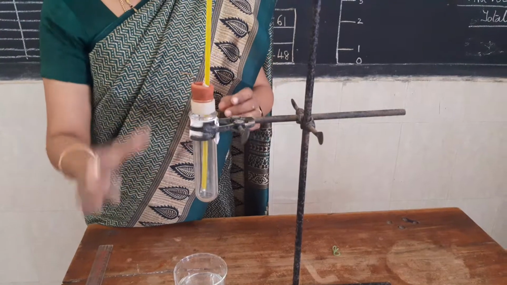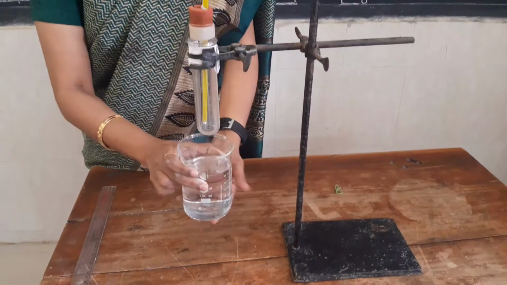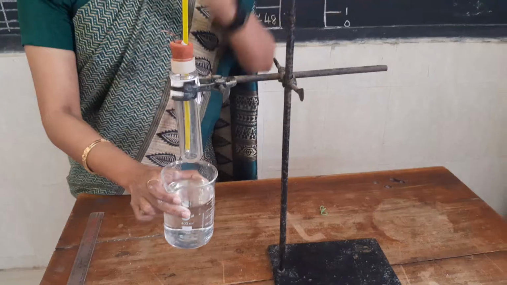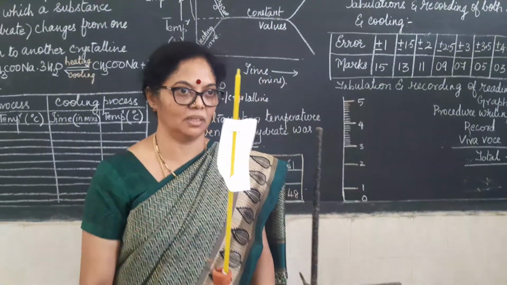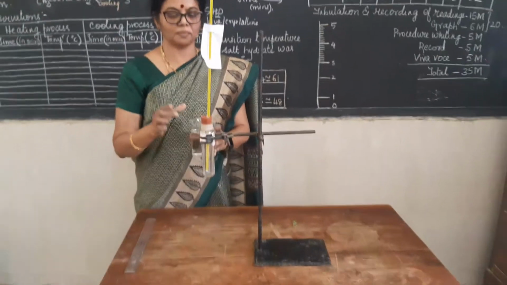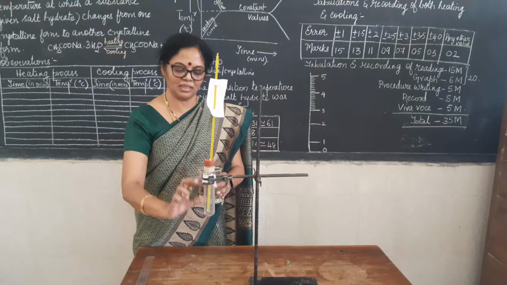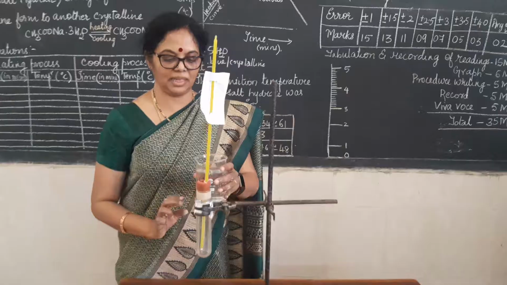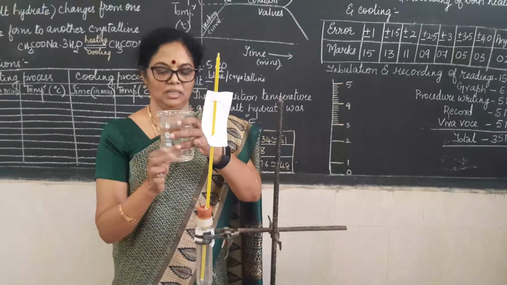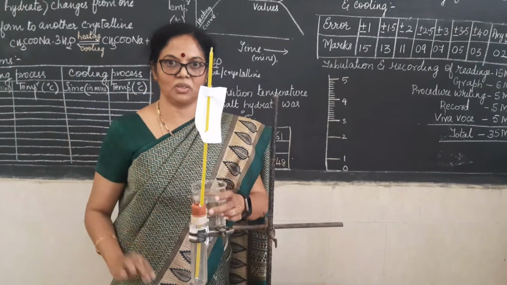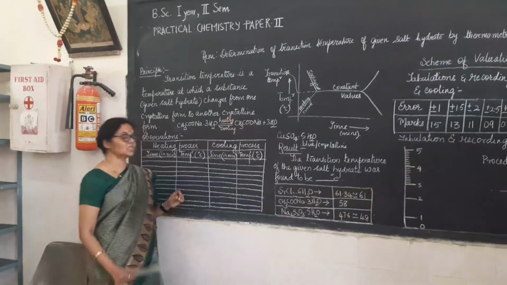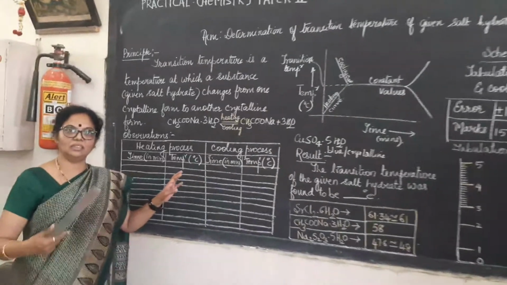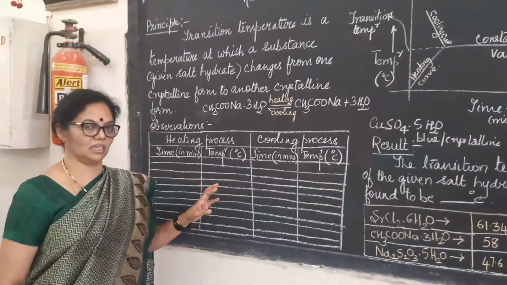The outer jacket is kept inside a water bath. I will show you later. A water bath here, actually we make use of a copper container, but to introduce this large outer jacket, we use a beaker containing water. Heat. As we heat the contents, the temperature inside the tube keeps on increasing.